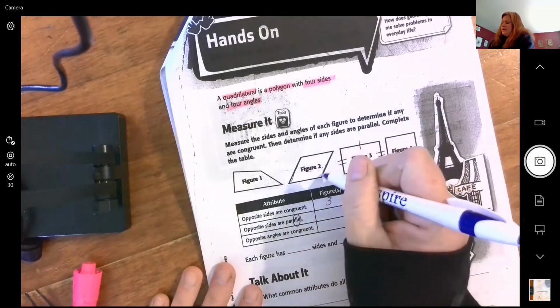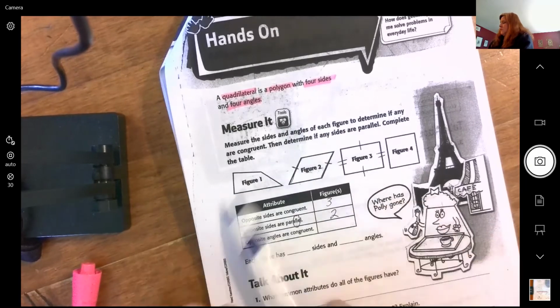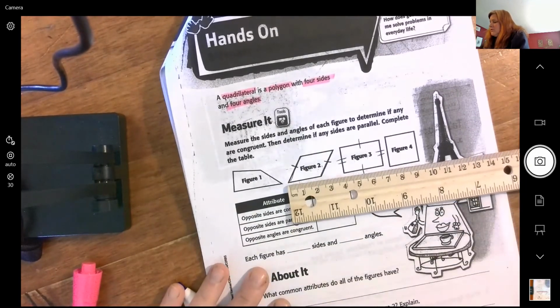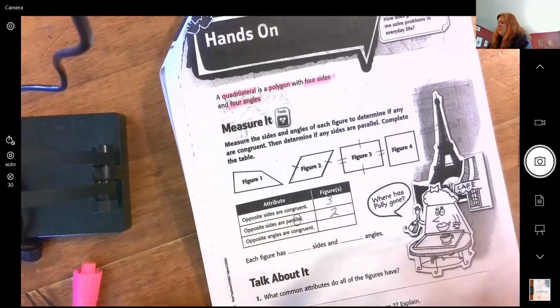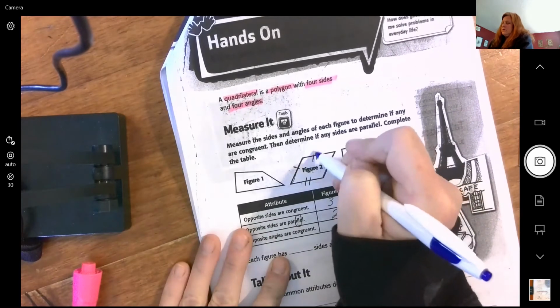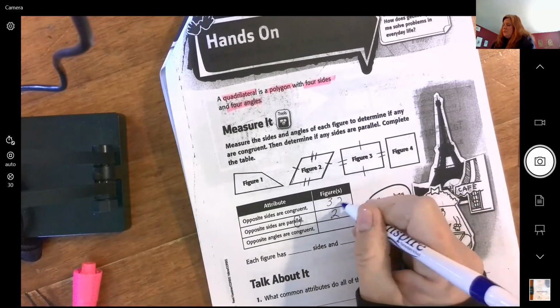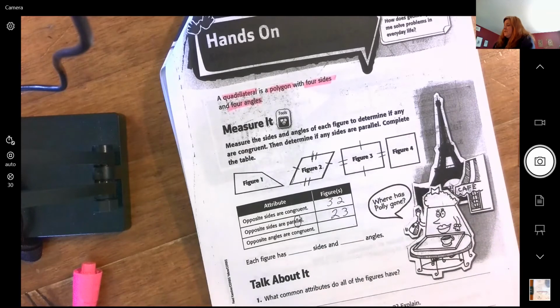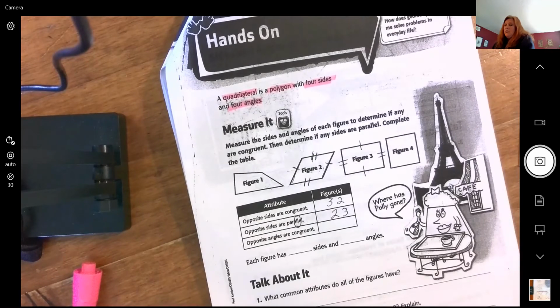So we have this one. And it might even be congruent. 2.3. Nope. So opposite sides are parallel and congruent. Do you see any other ones that have opposite sides that are parallel? Oh, so this one too. Any other ones that have opposite sides that are parallel and congruent?